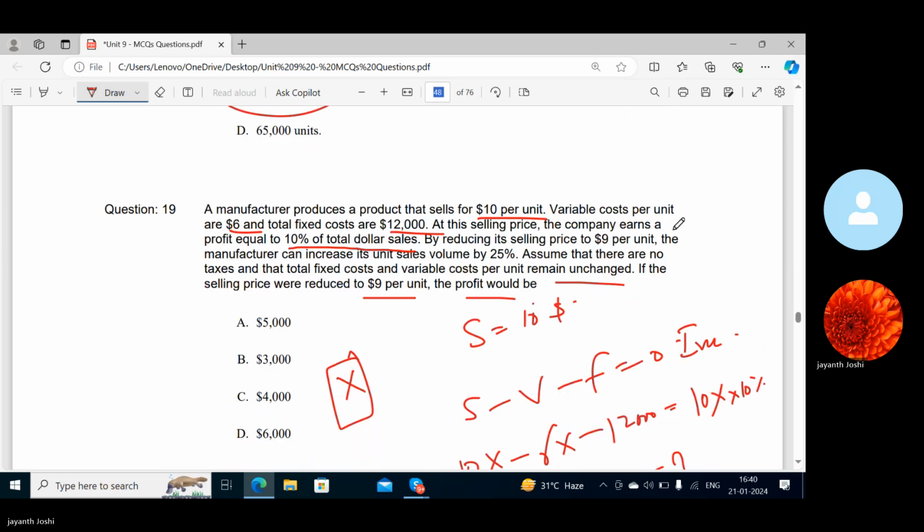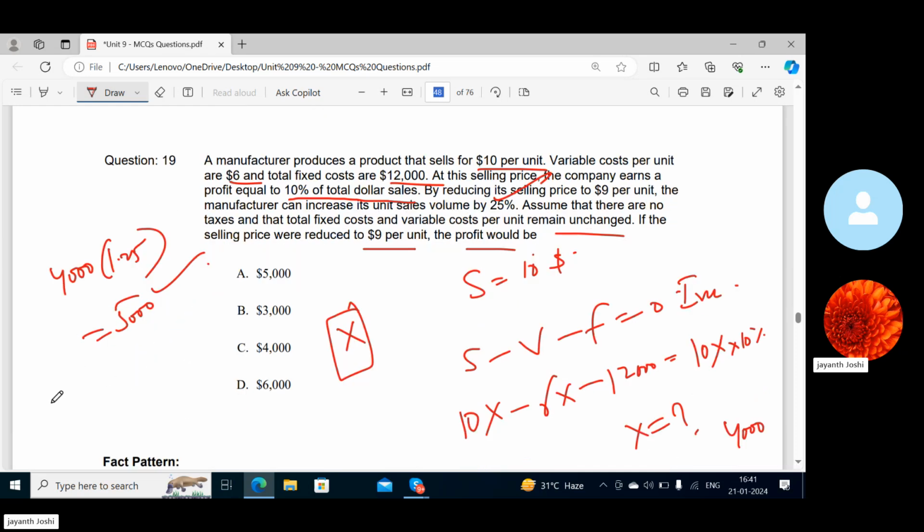What are they saying? Reduced to 9. So they are saying by reducing selling price to $9 per unit, from 10 they are changing it to 9. So definitely when the price is decreased, it will boost the sales volume. It is increasing by 25%, correct? 4,000 into 1.25 is how much? 5,000. So the new sales is 5,000.